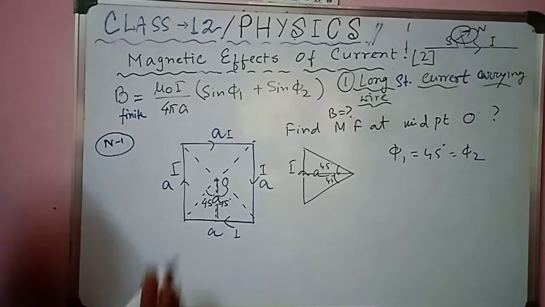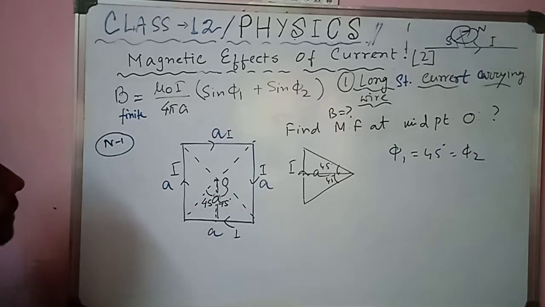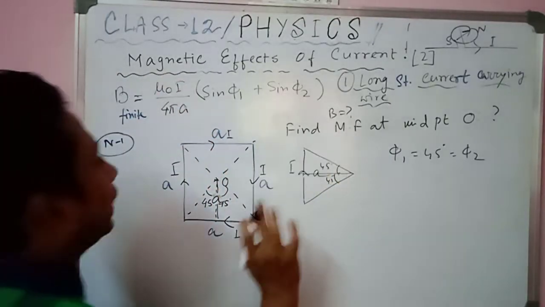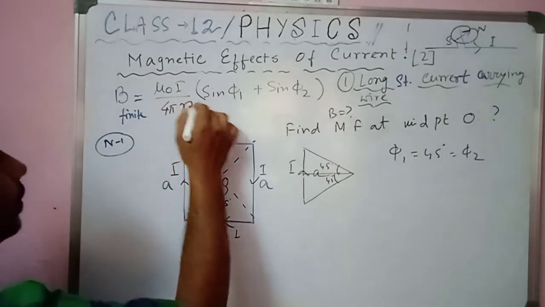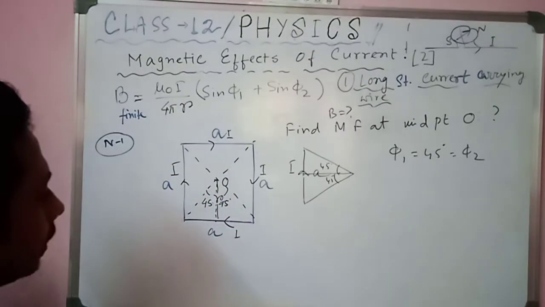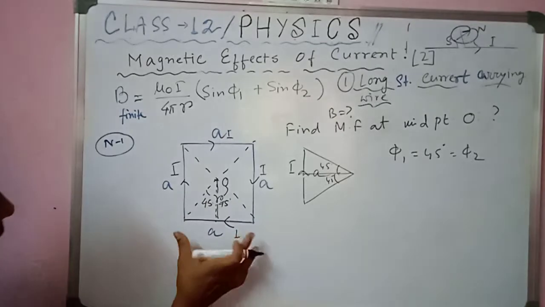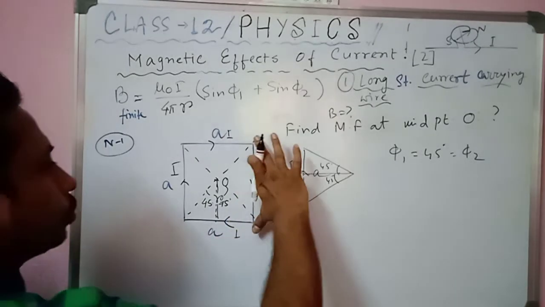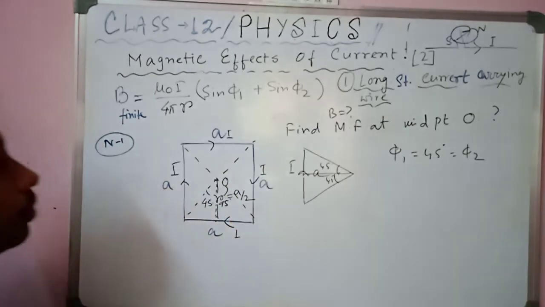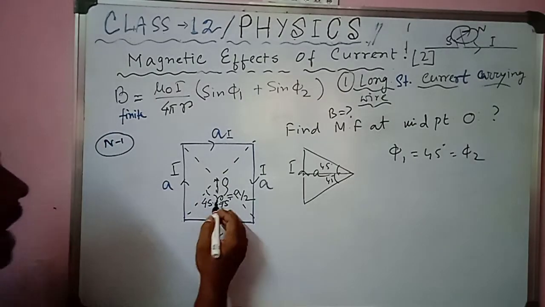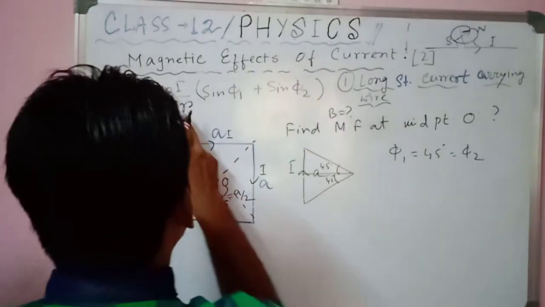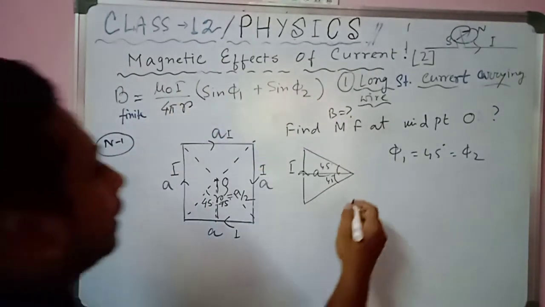So take this distance as r. Now you tell me, students, if the total side is a, then r is no doubt a by 2. So r equals a by 2. Put r equal to a by 2, then we will get B.